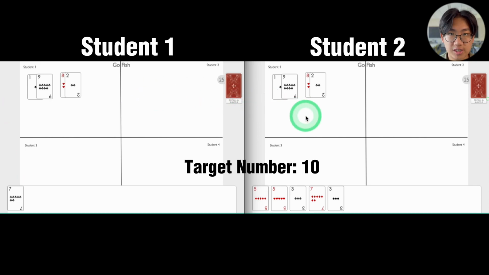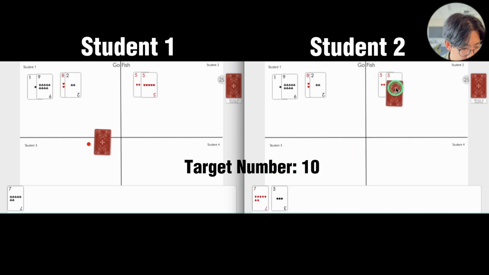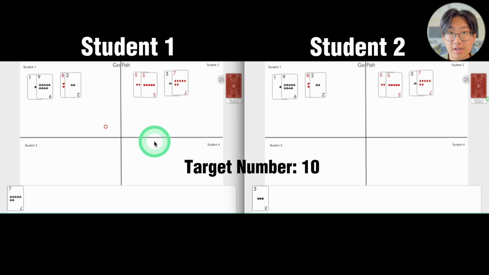Student number 2, which is again on the right, can do something similar with addition. 5 and 5 gets them their 10. 3 and 7 gets them their 10 as well. Now let's say it's student number 1's turn. Student number 1 has a 7 left over and they need a 3 in order to make a pair.